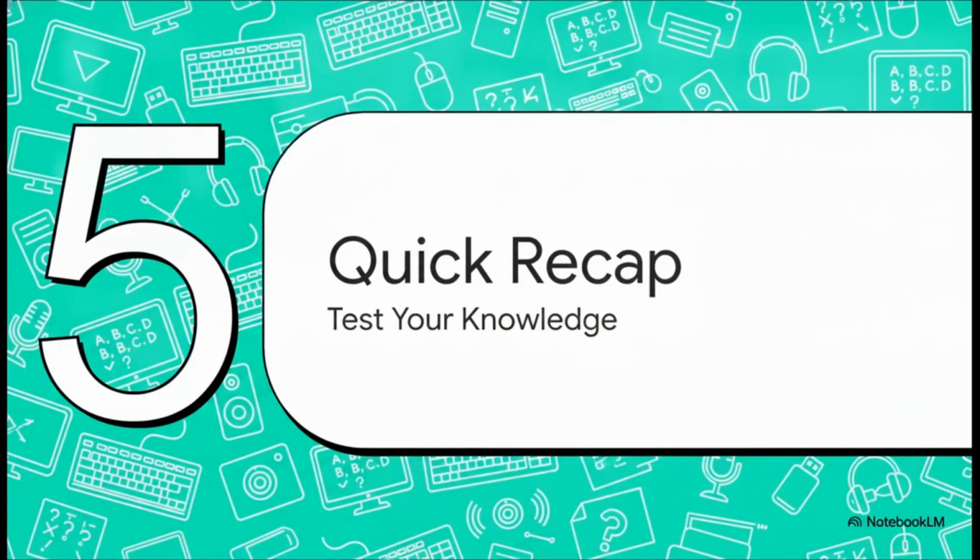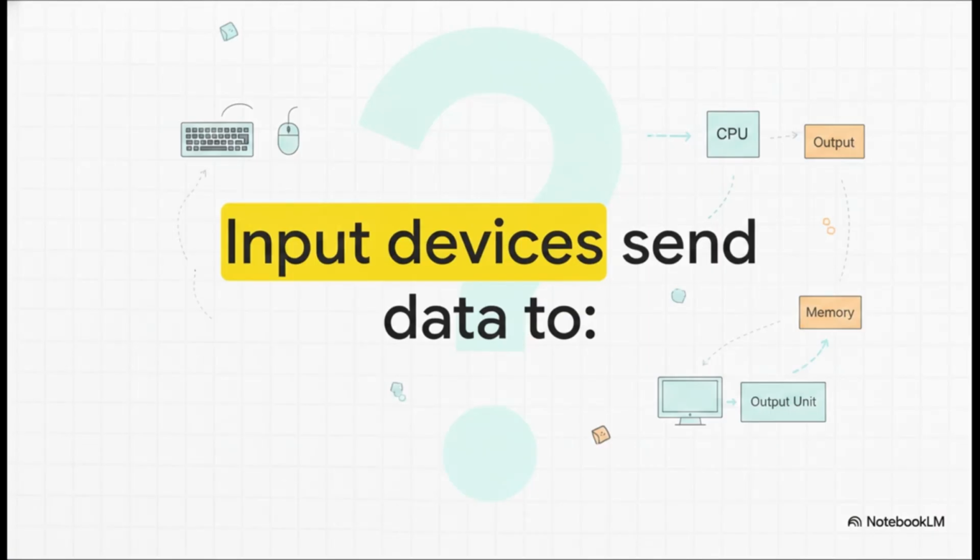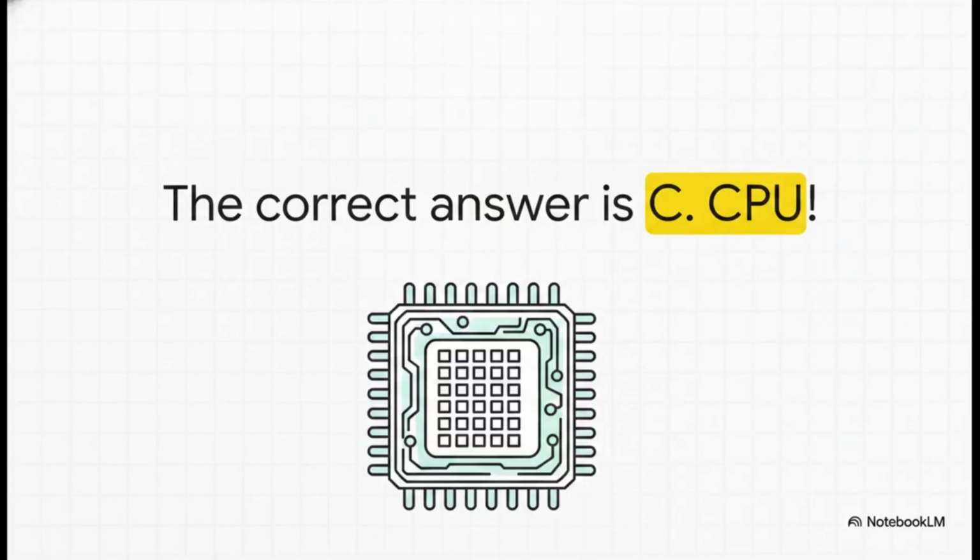Section 5, Quick Recap. All right, it is time to test your knowledge. Let's see just how much you retained from today's lesson. Get ready. Question 1. Input devices send data to A, output unit, B, memory only, C, CPU, or D, internet. Think back to that IPO cycle we just talked about. Where exactly does the data go right after the input stage? The correct answer is C, CPU. The central processing unit takes that raw input data so it can immediately begin processing it.